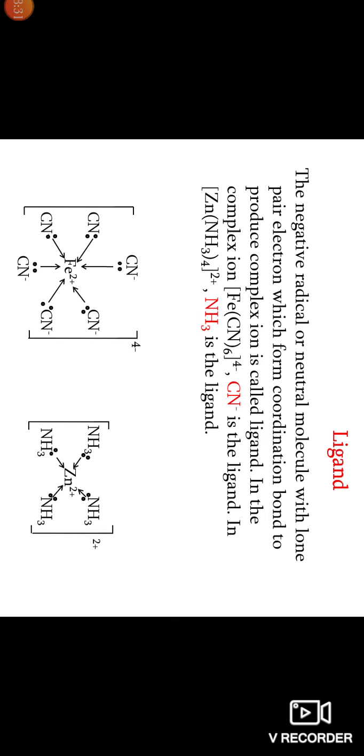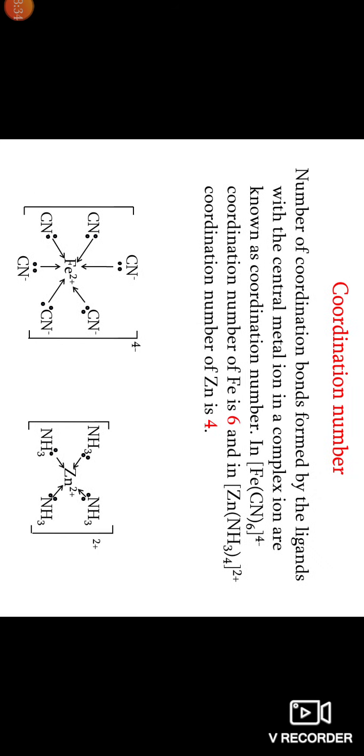Now another term, coordination number. What is coordination number? The number of coordination bonds formed by the ligands with the central metal ion in a complex ion is known as coordination number. I repeat, the number of coordination bonds formed by the ligands with the central metal ion in a complex ion is known as coordination number. In ferrocyanide ion, the coordination number of iron is 6 because 6 cyanide radicals have formed 6 coordination bonds with the metal ion iron 2 plus. So the coordination number of iron is 6.